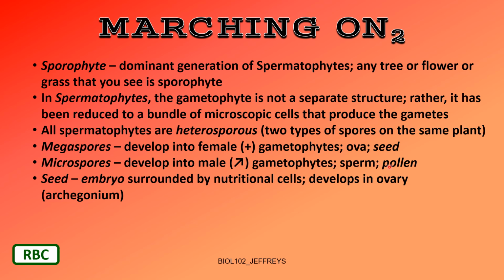Now, pollen, as we'll talk about later on, pollen is the bundle of microspores that develop into sperm. So pollen is a male structure, okay? And seeds: fertilized ova will eventually become a seed, which is an embryo surrounded by nutritional cells. We call those endosperm, as we'll see. And that develops within the ovary of the plant. Remember, ovary, archegonium, okay?